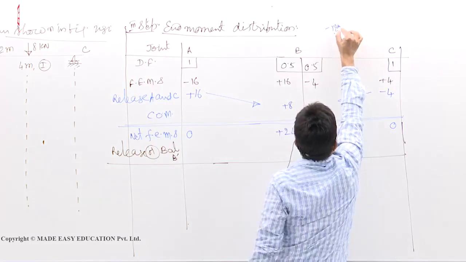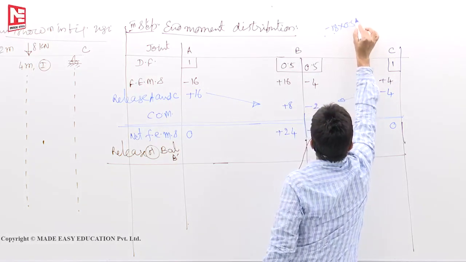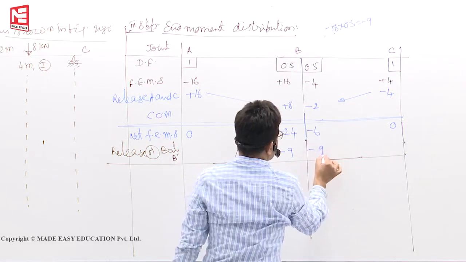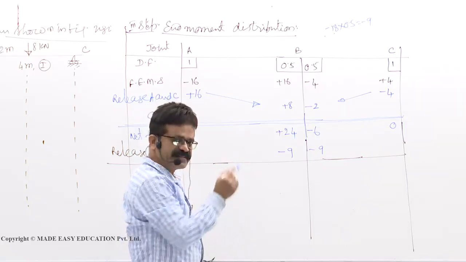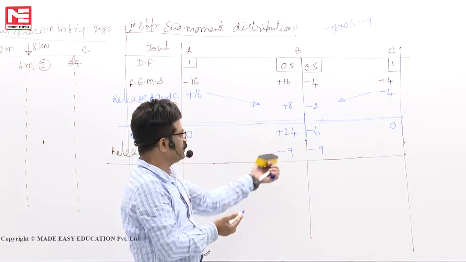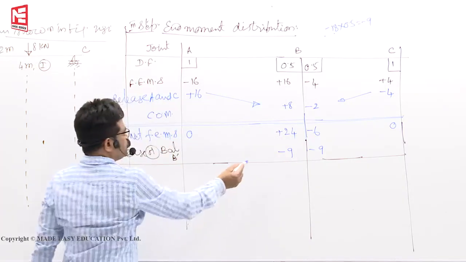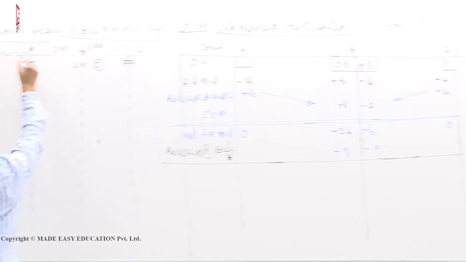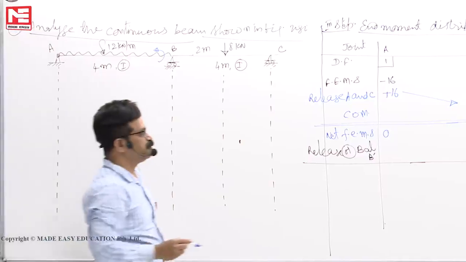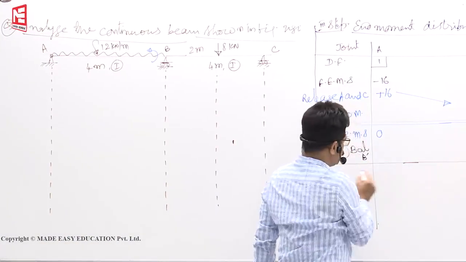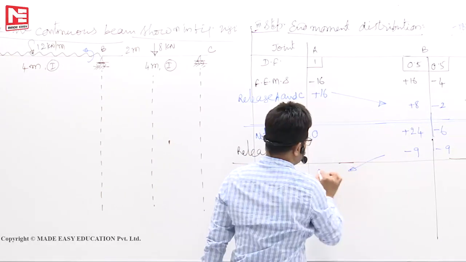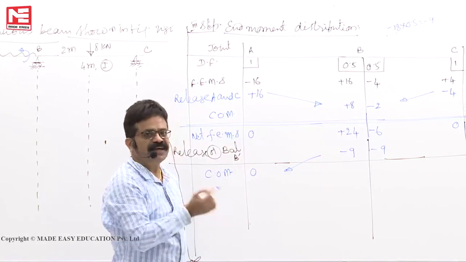Since you applied minus 18, it gets distributed 18 into 0.5, so minus 9. So here minus 9, here also minus 9. So minus 18 you applied to unlock it, that gets distributed. Two members will take minus 9, minus 9. So when you apply minus 9 here anti-clockwise, how much of this is carried over here? Because of this moment, carry over moment here is 0. When far end is hinged, carry over moment is 0.